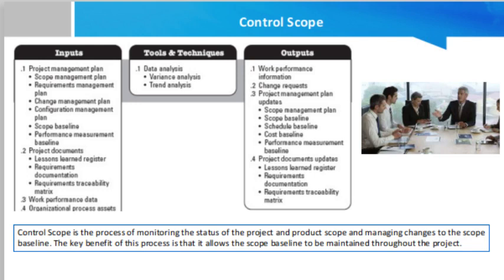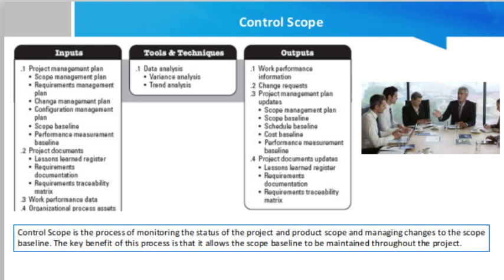and project document updates. Work performance information. The work performance information documents how the project scope is actually performing compared to the scope baseline, the cause for the scope variance, and the results that the change yields. Everything is documented under the work performance information. The entire process will provide a foundation for making scope decisions for the project.